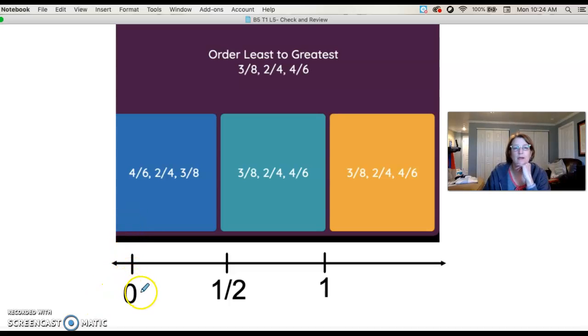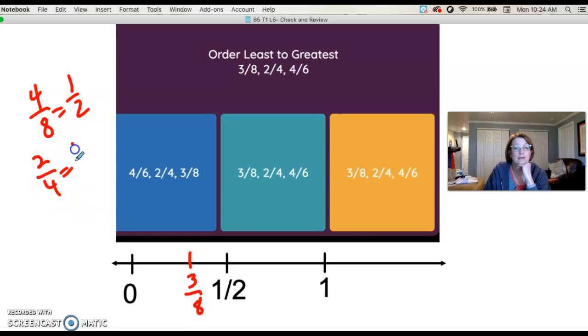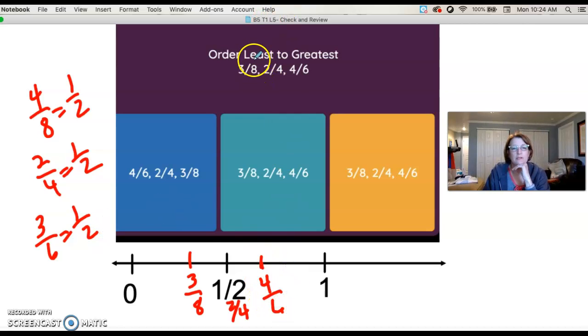Order least to greatest. All right. 4/8 is a half, so 3/8 is less than half. 2/4 is exactly half, so 2/4 would go here. And 4/6, 3/6 is half, so 4/6 is greater than that. We're going from least to greatest, so we've got to start with 3/8, move on to 2/4. Both of these are right.